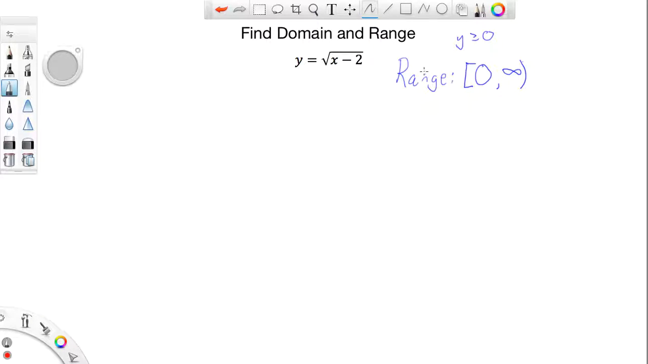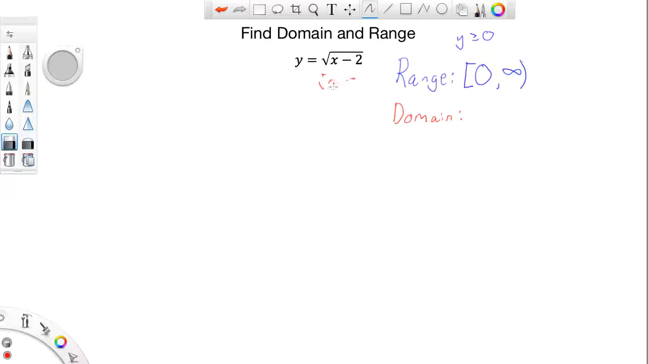Domain, we're going to feed off of the range to work with the domain because the domain is the x values. And what can x be? Well, if y must be greater than or equal to 0, because the square root must be greater than or equal to 0, that means that what is underneath the square root must be greater than or equal to 0. So for example, I can't take the square root of a negative number. Let's say, for example, x is 0. If x is 0, then I have the square root of 0 minus 2, which is the square root of negative 2. That's imaginary. That is not a real number, so that's not going to work.